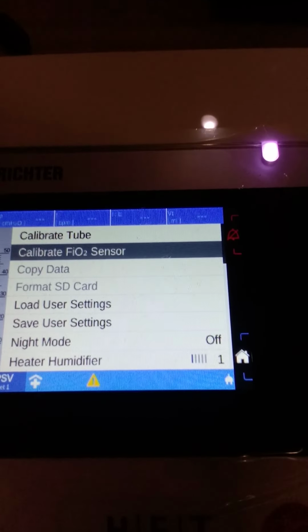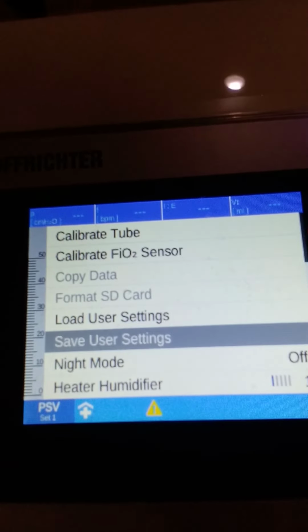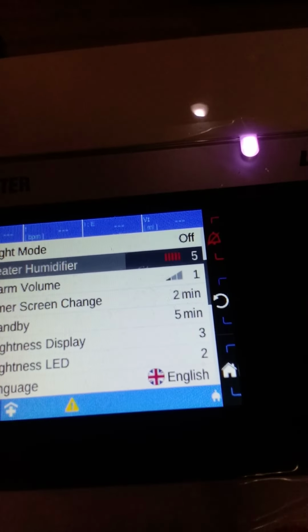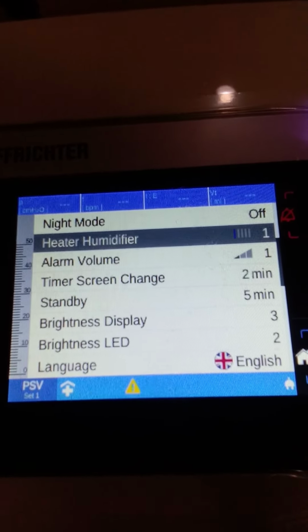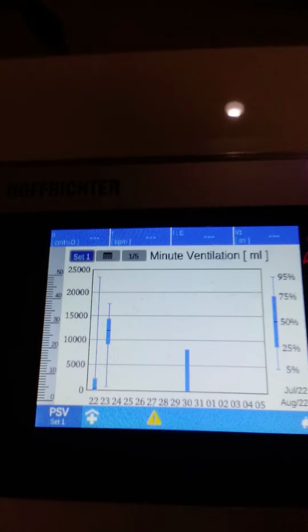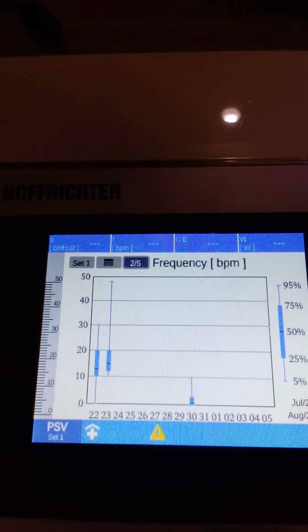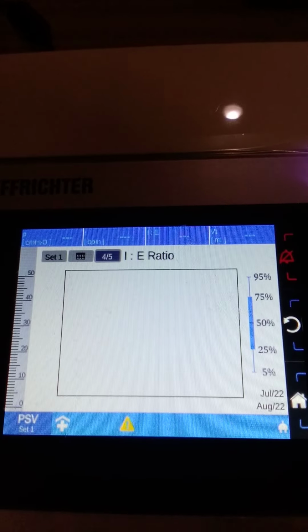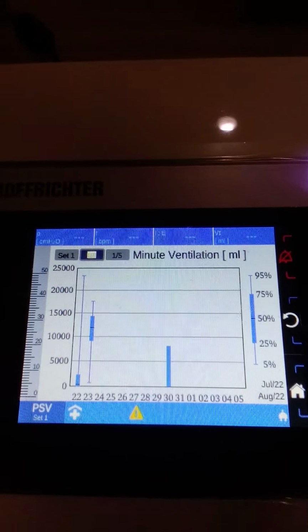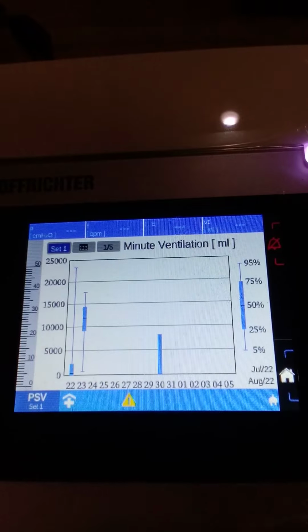And system, there are 3 types of calibration: tube calibration, FIO2 sensor calibration and one more calibration. It's a humidifier setting, temperature setting. This is the graphical representation of minute volume, frequency, inspiratory volume, IE ratio and leak rate. So this is the graphical representation of all 3 sets.